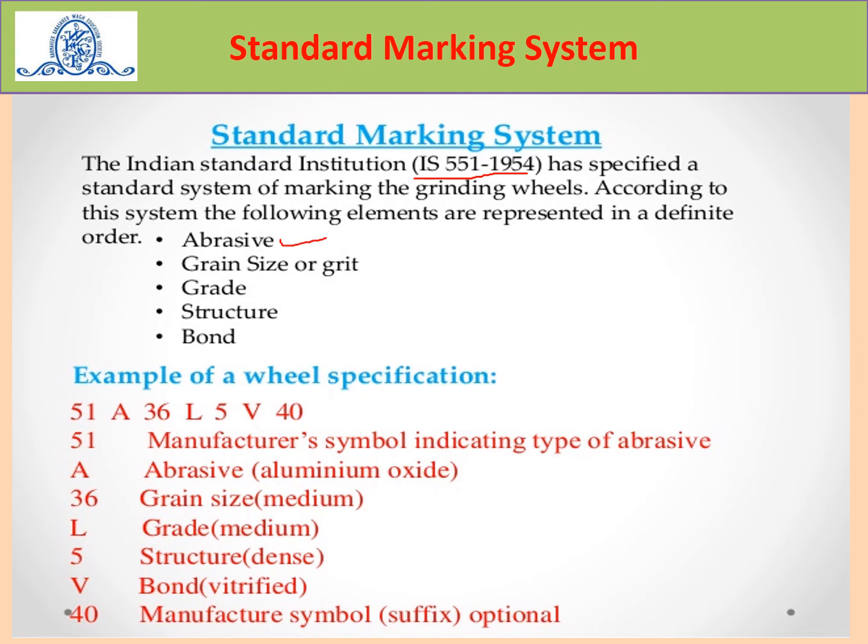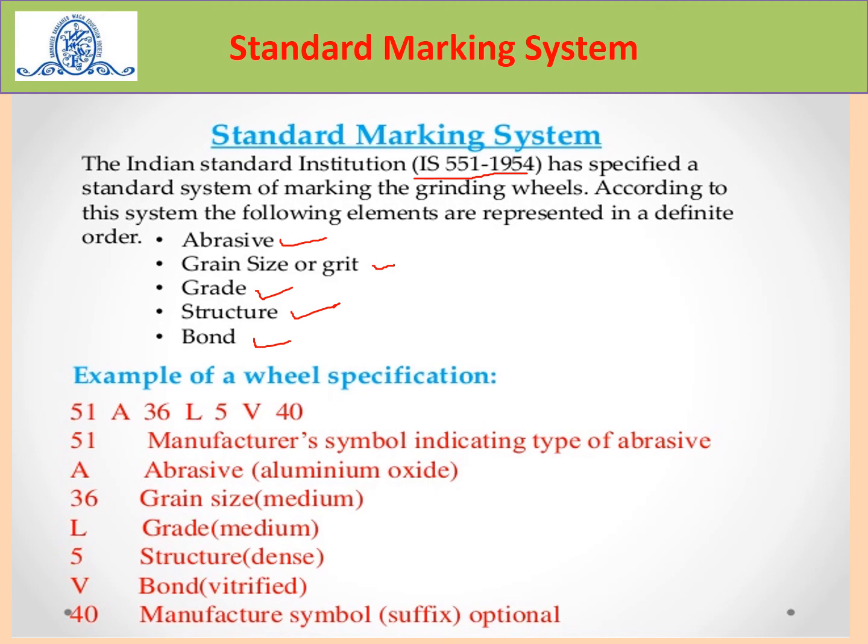According to this system, the following elements are represented in a definite order. First the abrasive, which plays a very important role, as it is the main element responsible for the removal of the material. Second is the grit or grain size, then grade, then structure, then bond.